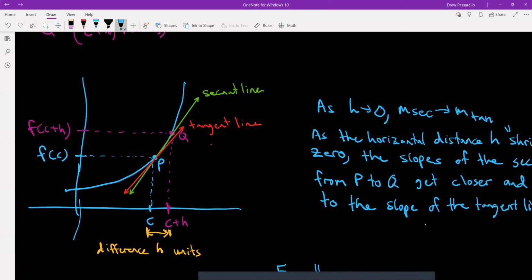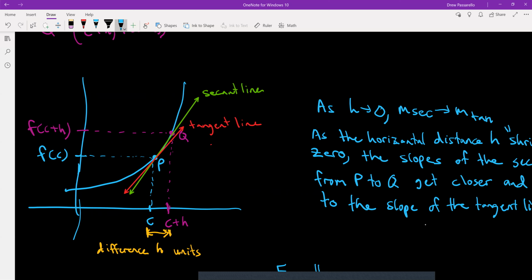And if I were going to the right of c, a distance of h units, so the difference between c plus h and c is a difference of h. So starting at c, go to the right h units, I end up at c plus h. And that's the x coordinate for point Q. Its y coordinate is f of c plus h, since that's what you plug into the function, c plus h, to get the y coordinate.